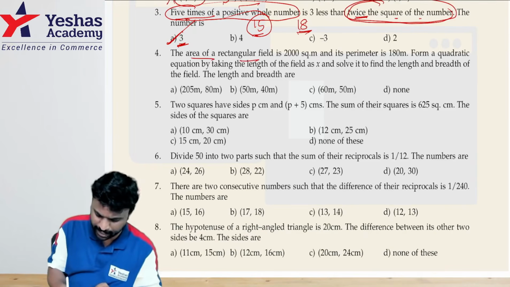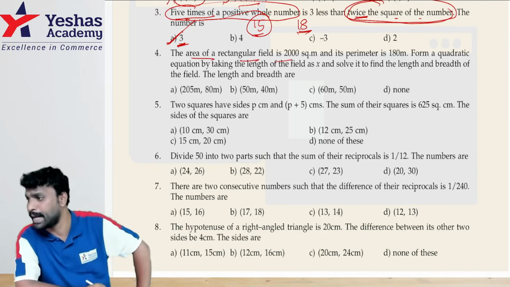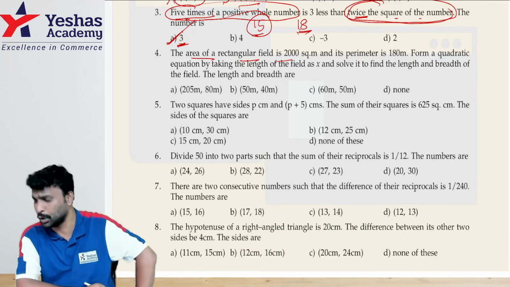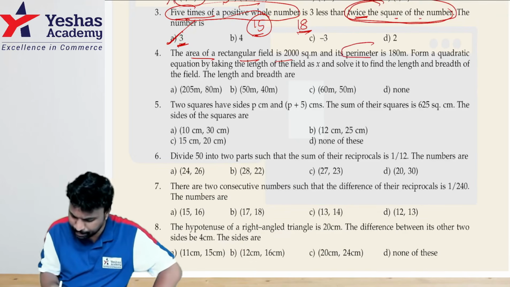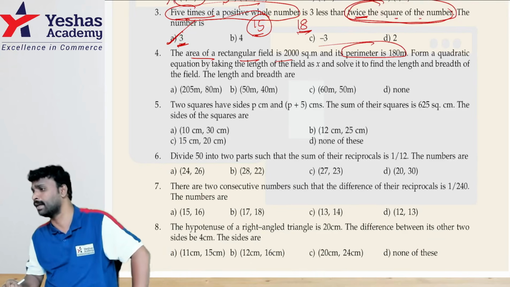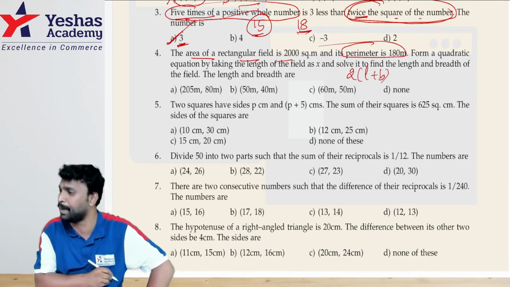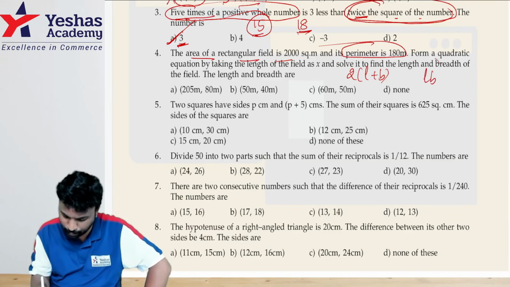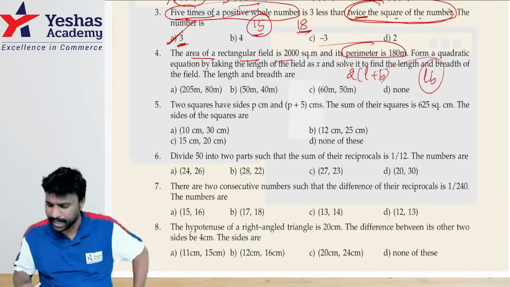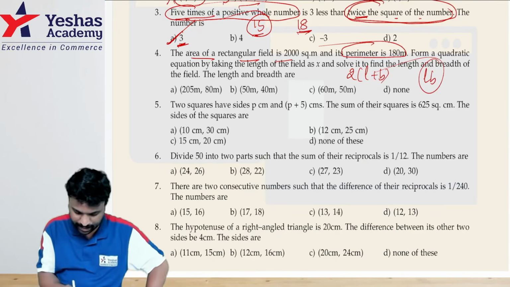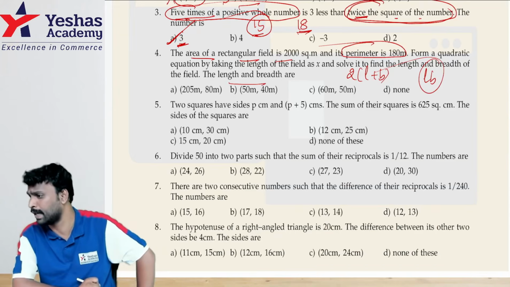The area of a rectangular field is 2000 square meters. So what do you mean by the area of a rectangle? It is length into breadth. And the perimeter of a rectangle is 180 meters. What do you mean by perimeter? Perimeter is 2 into L plus B, and area is L into B. Now, once again, hit the options. So where are length and breadth? They're asking us to find the length and breadth. Length and breadth are clearly in the options.